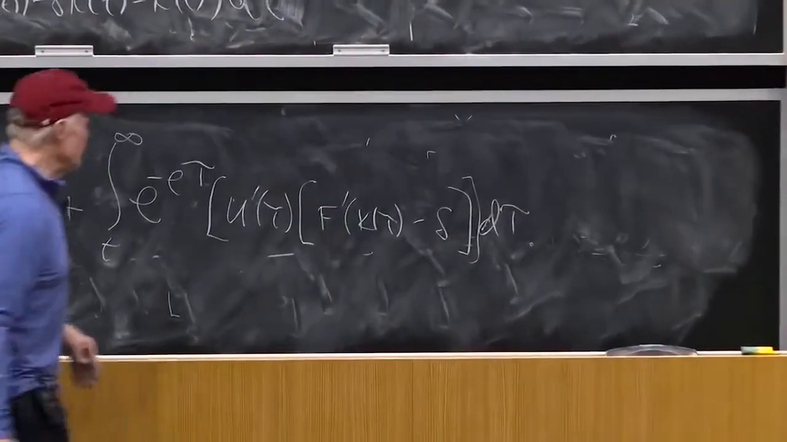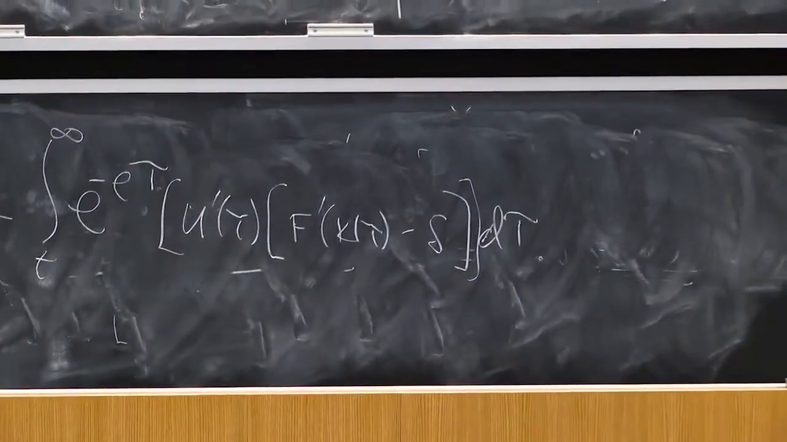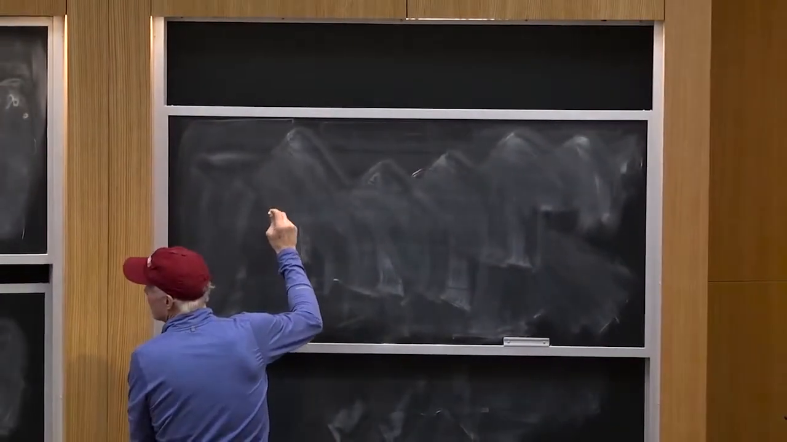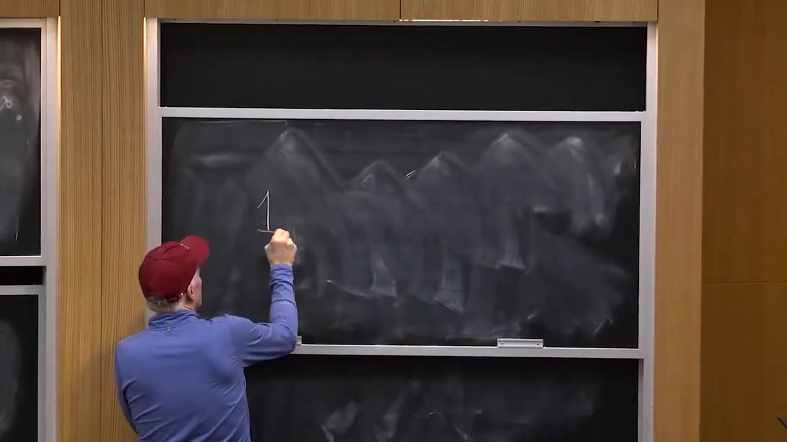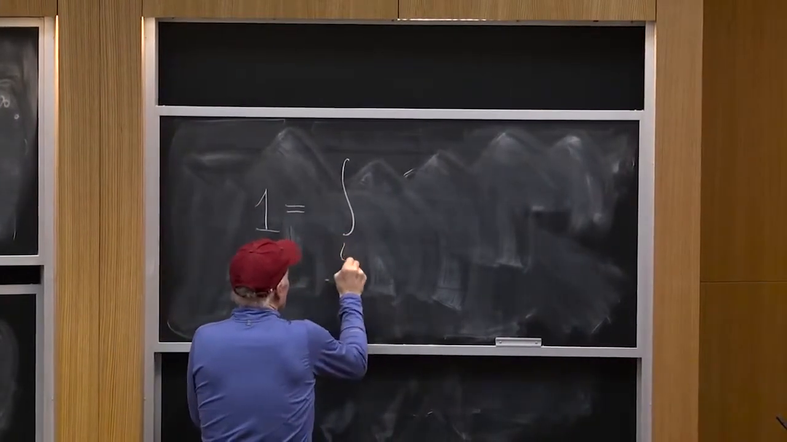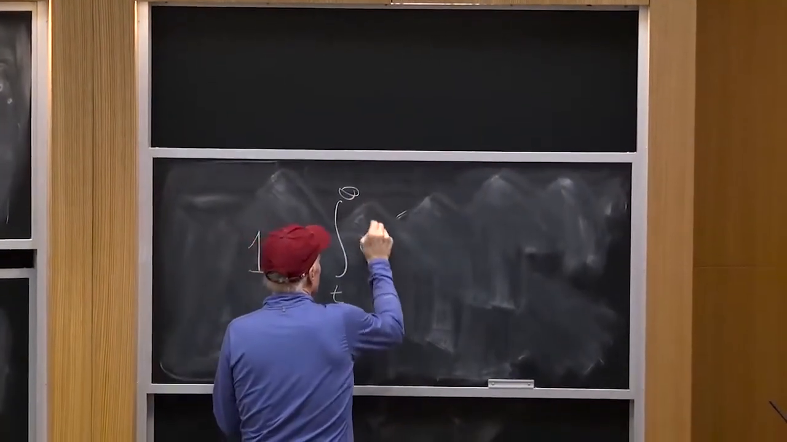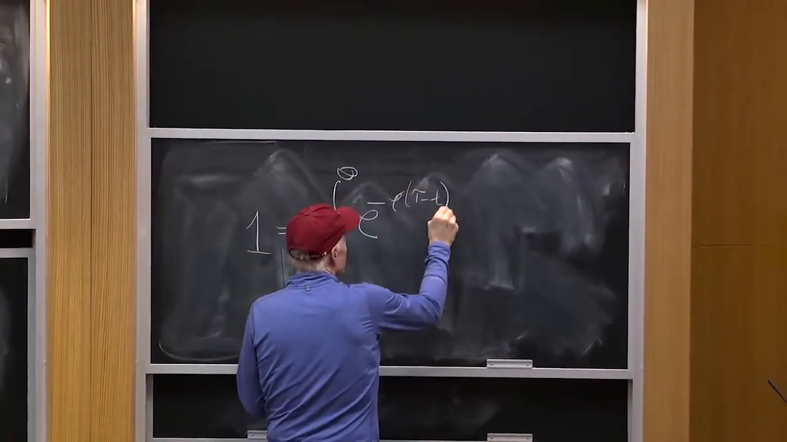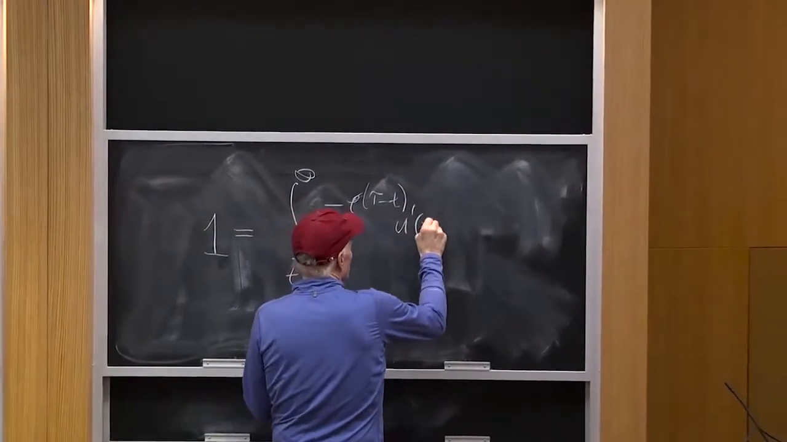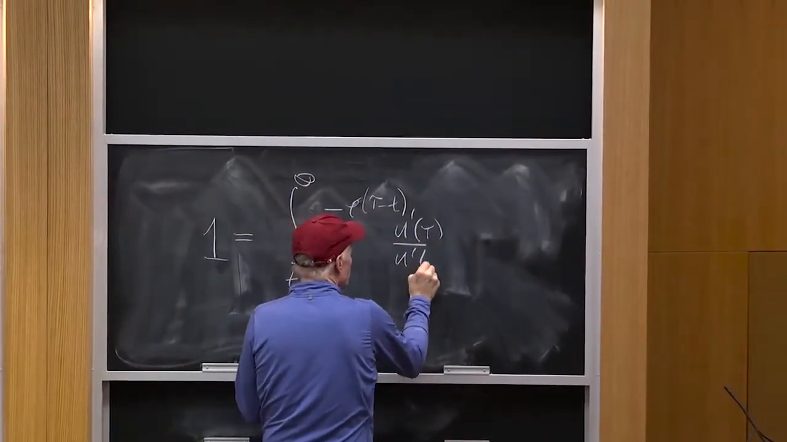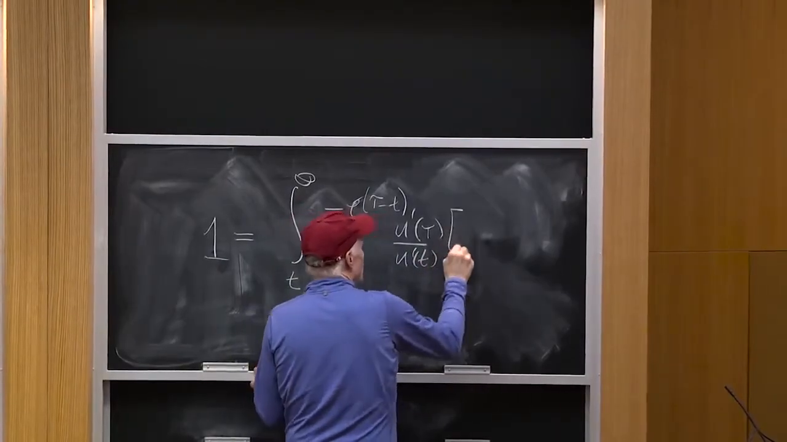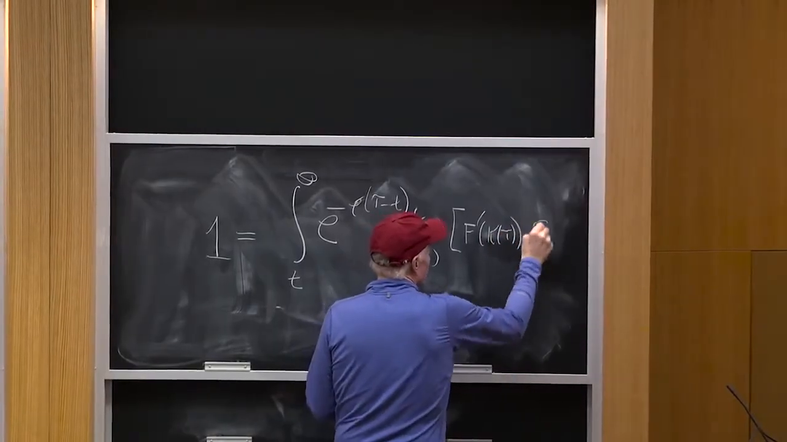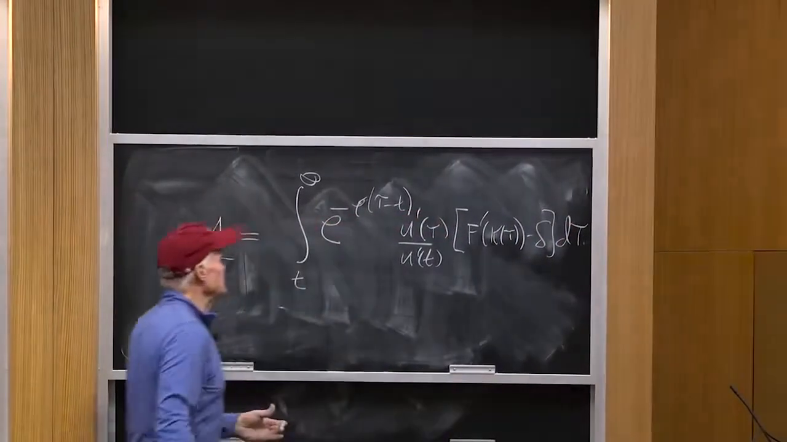So my first order condition is going to be 1 equals the integral from t to infinity e to the minus rho (tau minus t) u prime of tau divided by u prime of t, times f prime of k of tau minus delta d tau. That's my first order condition.